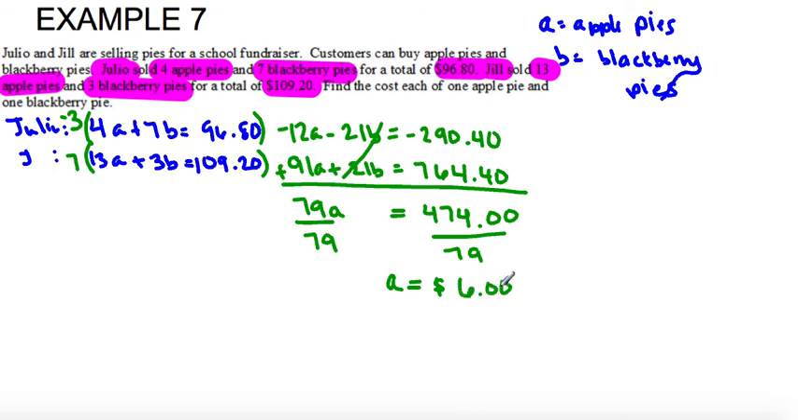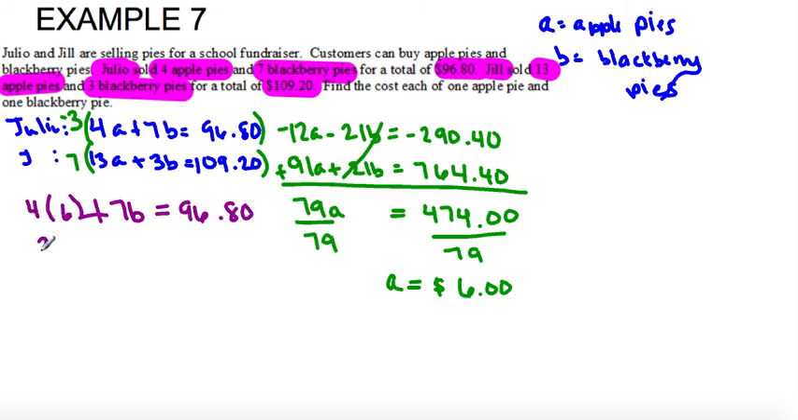And now I have to figure out blackberry pie and the cost. So I'm going to use one of the two equations. It doesn't matter which one. I'll use the top one. So I have 4 times 6 plus 7b equals 96.80.